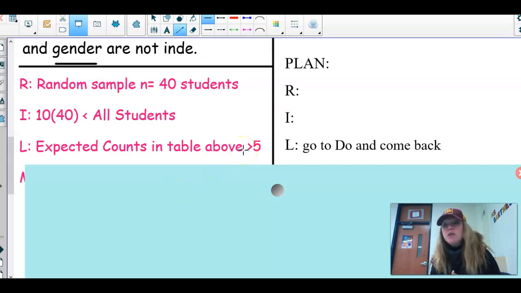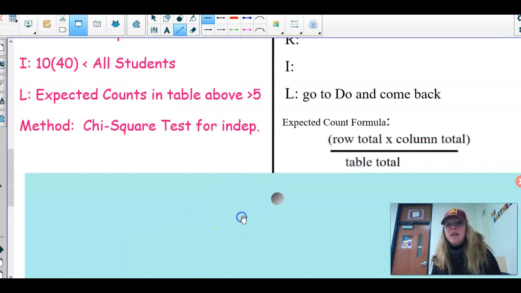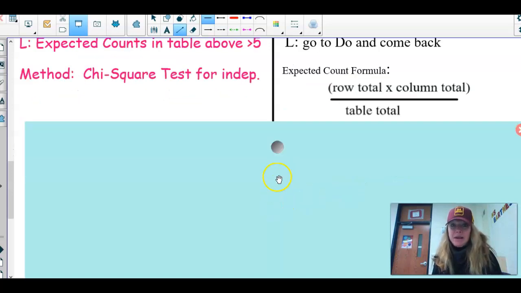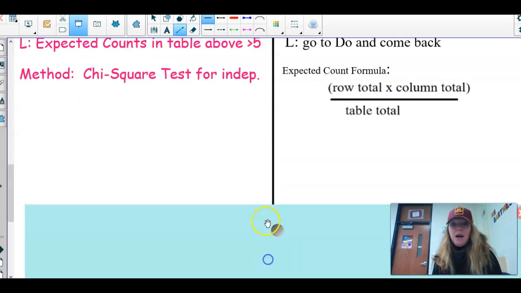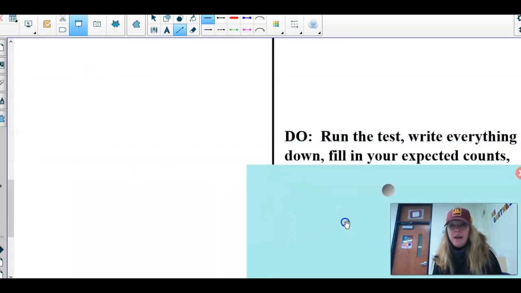Now, I'm going to solely do this on the calculator, not like homogeneity, where I showed you how to do it out by hand. For the conclusion, I'm going to suggest that you go to the do and then come back to this. My fear is you're going to forget to come back, but let's go through it together. Our method is a chi-square test for independence, and I do have that expected count formula there. We're going to let the calculator do it today, but as an added bonus, you have to have this memorized. Okay, we are on the do. So we're going to run the test and write everything down.